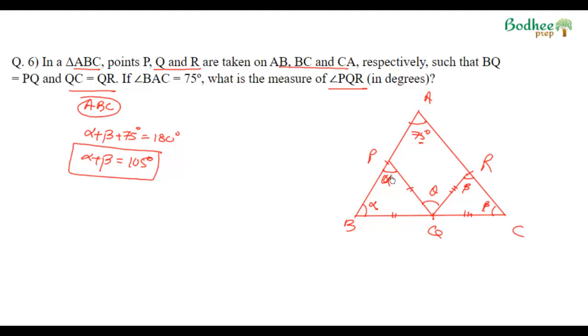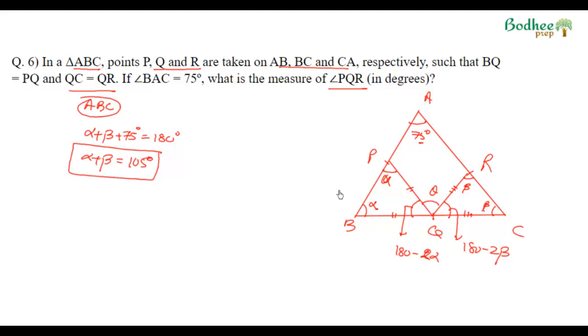Now in the triangle PBQ, if I want to find this angle in terms of alpha, it would be equal to 180 minus 2 times alpha, because the sum of all the 3 angles in this triangle would be 180 degrees. Similarly, this angle would be equal to 180 degrees minus 2 beta.